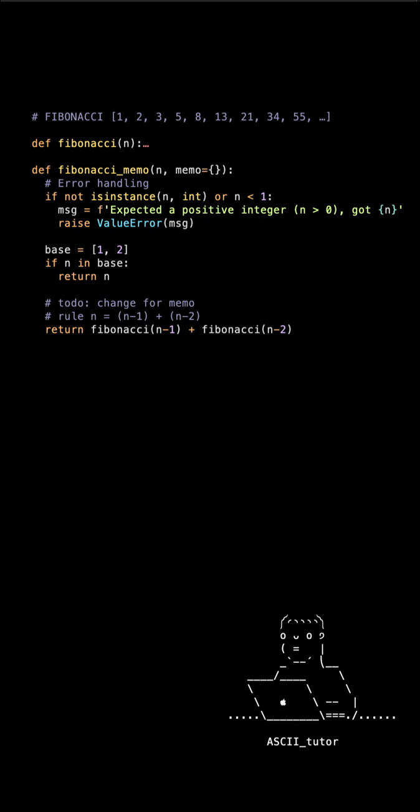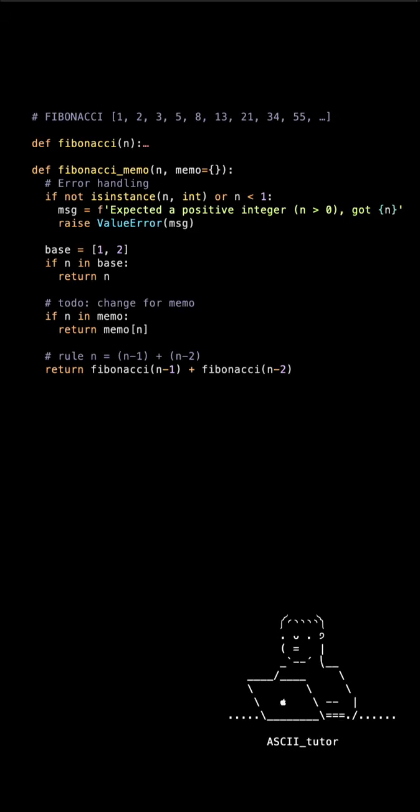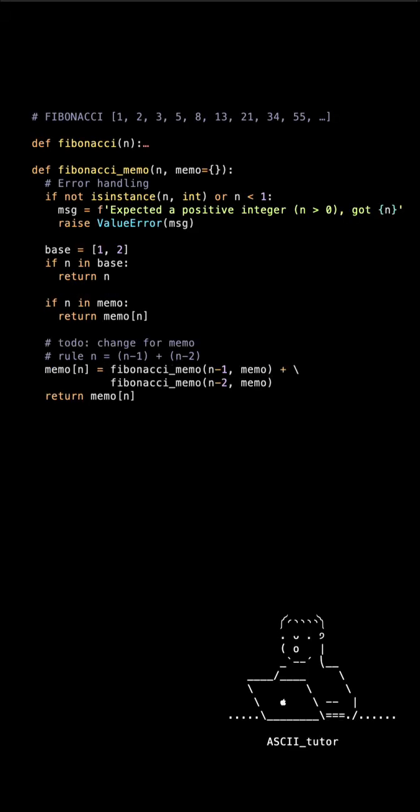Enter memoization. We'll store already calculated Fibonacci numbers in a dictionary. The function now checks if n is in the memo. If not, it calculates, stores the result, and eventually returns the final answer.